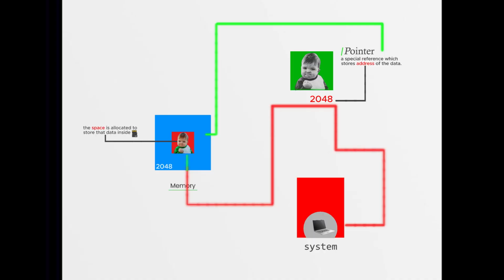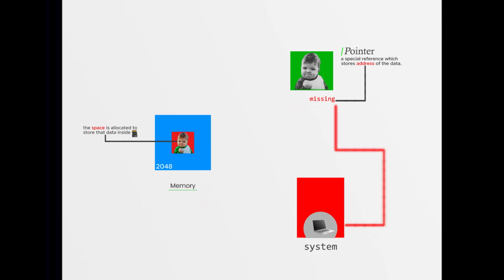When we delete the data, the system removes the pointer that was pointing to that data location in the memory, meaning that there is no reference to reach that data location because you don't have the address. You have just removed the pointer that was previously pointing to that data. So this is what delete means.